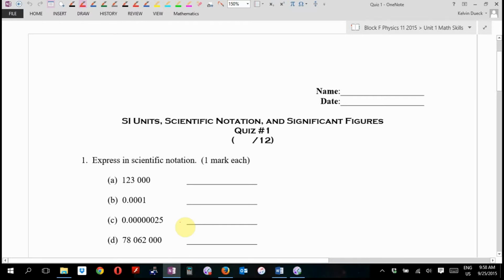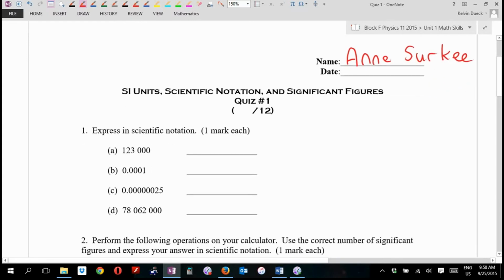Oh, I have to introduce you to my favorite student. Good old Anne Surkey. She gets everything right. It's great. I don't get it. Think about it. Number 1. Prith just figured it out. There you go. Ryan still. Taylor will explain it to you later.